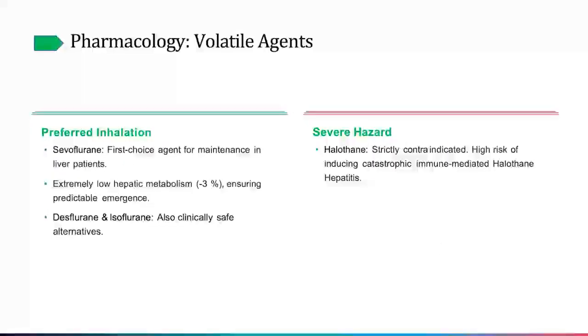Volatile agents, halothane is safe with minimum hepatic metabolism. Desflurane and isoflurane can also be used safely. And halothane, no, it's strictly contraindicated due to the hepatic toxicity.